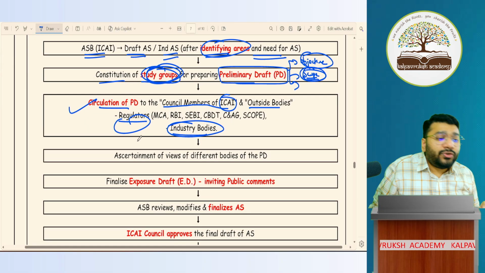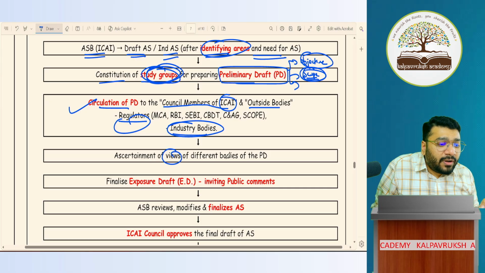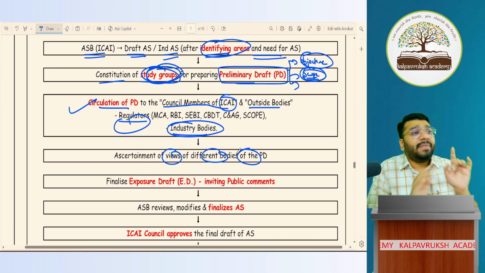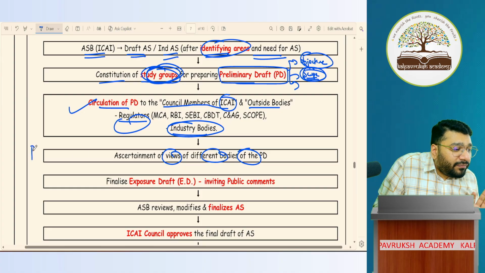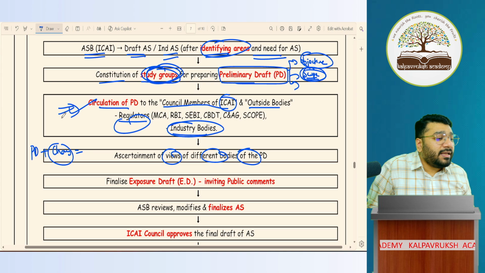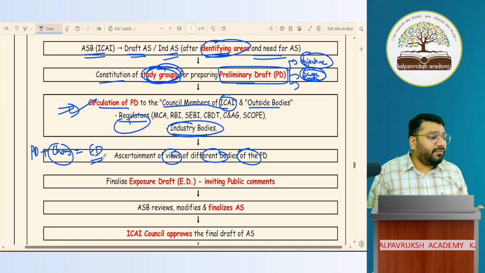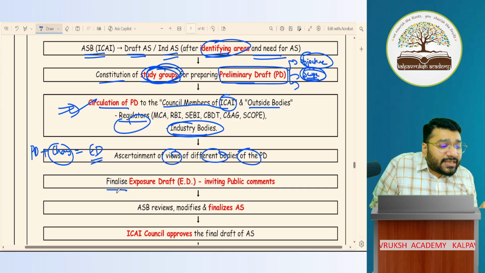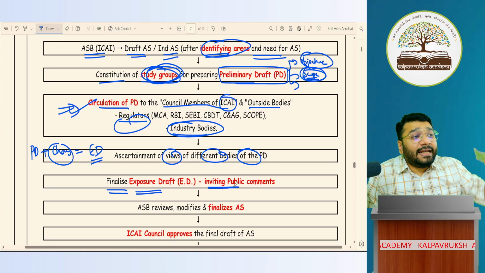Now, once you circulate the PD to these organizations, you will take views from these different people and make necessary changes in the preliminary draft. So with the preliminary draft, if you make changes or modifications given by these organizations or entities, then the AS that you prepare is now called the exposure draft. The finalized copy of the exposure draft is released in public for getting public comments.